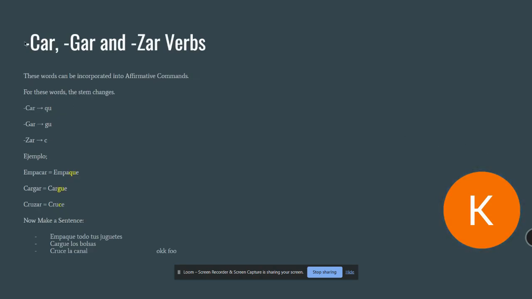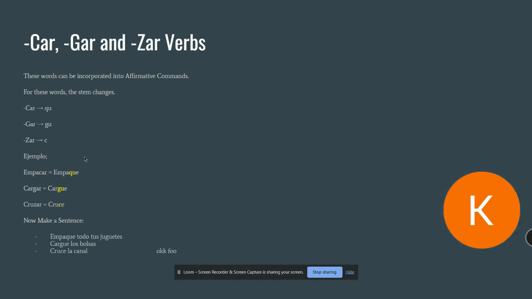Now, car, gar, and zar verbs. These words can be incorporated into affirmative commands. Car, gar, and zar verbs are words that end with these. These words are stem changing. So at the end, car would be turned to QU, gar would be turned into GU, and zar would be turned into C. For example, empacar would be turned into empaque.